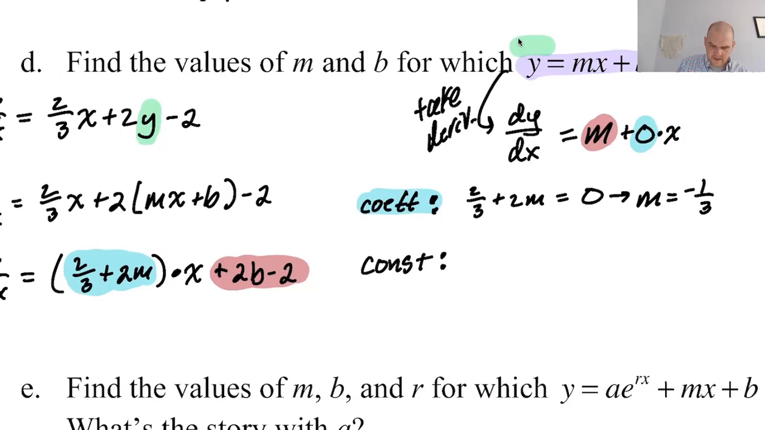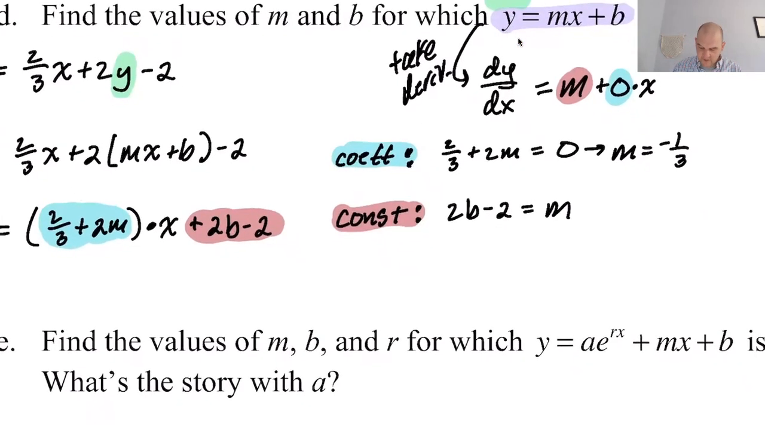Let's color code that a little bit. So for the constants, we get 2b minus 2 equals m, right? So that's just taking the constant from one form is equal to the constant from the other form. Why do they have to be equal? Because they're the same thing. If they represent the same thing, they got to be equal.